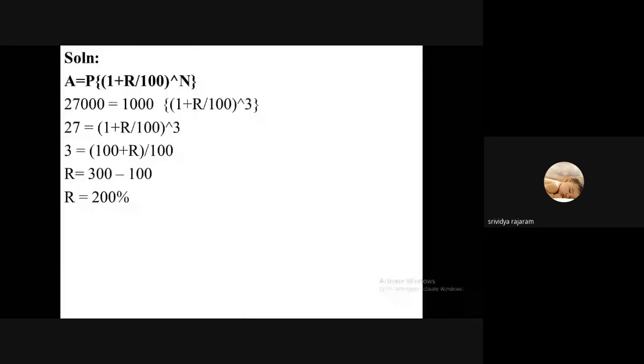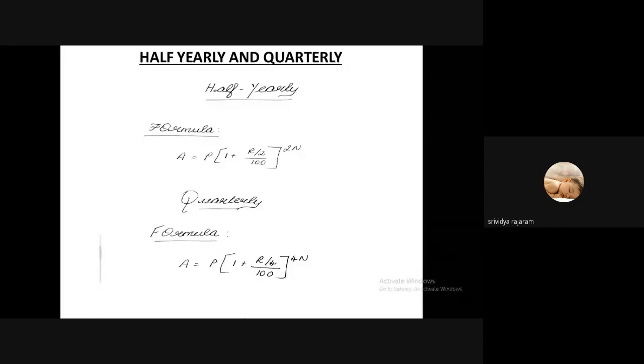So far we have seen calculating simple interest or compound interest for 1 year or 4 years or 5 years. The next, what we are going to see is calculating simple interest or compound interest for half yearly or quarterly basis. So what is half yearly or quarterly basis?